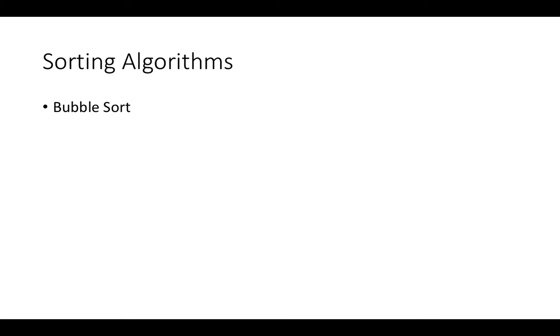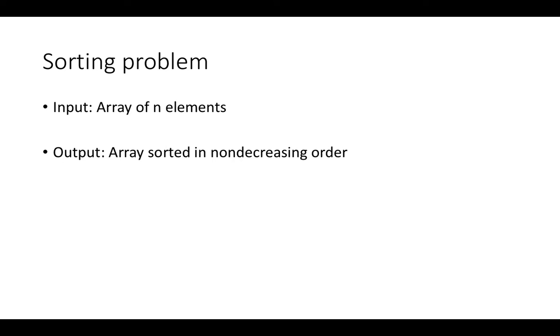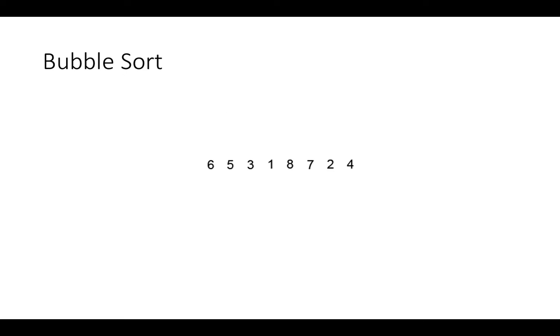Hi, today we are going to talk about a new sorting algorithm. It's called bubble sort. Let us see a demo to understand how bubble sort works. So first, bubble sort is solving the sorting problem where we have as input an array of n elements, and as output we are expecting to see the array sorted in non-decreasing order. Let's see a demo about bubble sort.